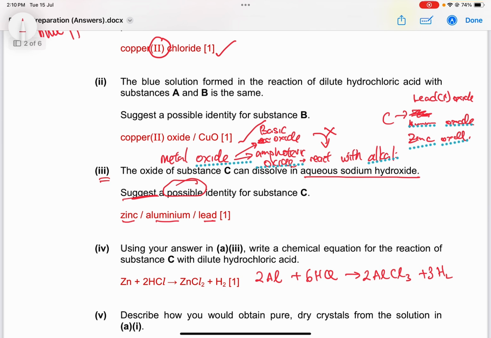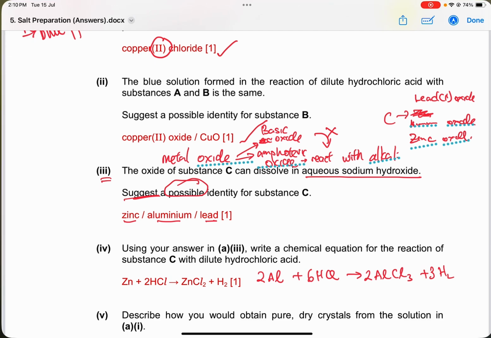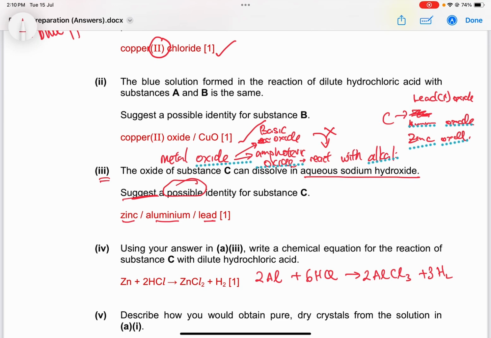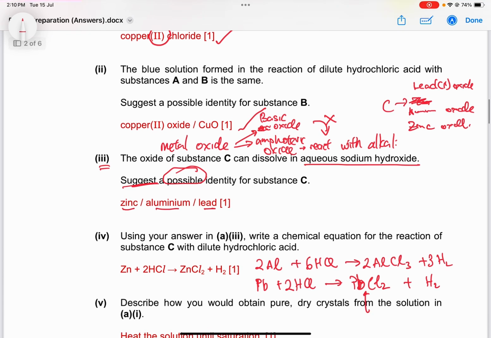Next one will be lead. Now, for lead, actually, it is quite interesting because lead, in case you all forget, is one of those metals that, when it reacts with hydrochloric acid, so if I have Pb and I react it with hydrochloric acid, I will get PbCl2, okay, plus hydrogen gas. So I put a 2 here, it's balanced. Now, the problem is this one here is an insoluble salt.